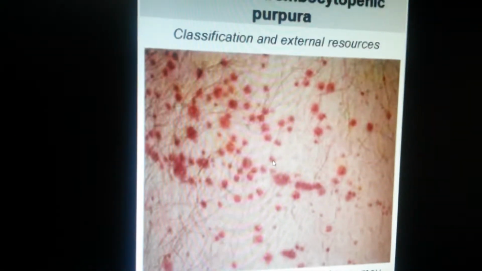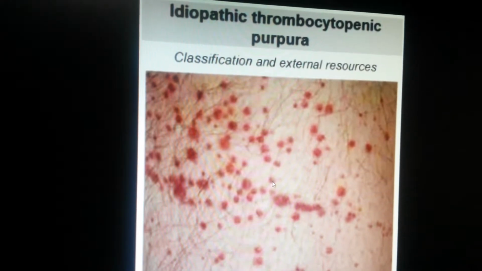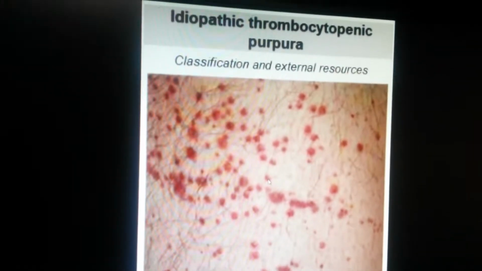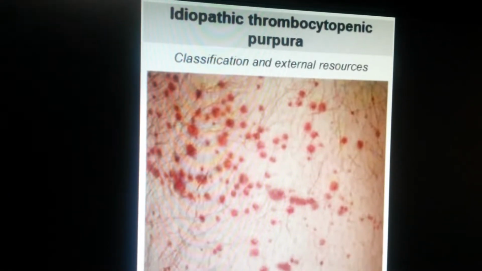What is idiopathic thrombocytopenic purpura? Idiopathic thrombocytopenic purpura is a bleeding disorder in which the immune system destroys the platelets. This condition is also sometimes referred to as immune thrombocytopenic purpura.